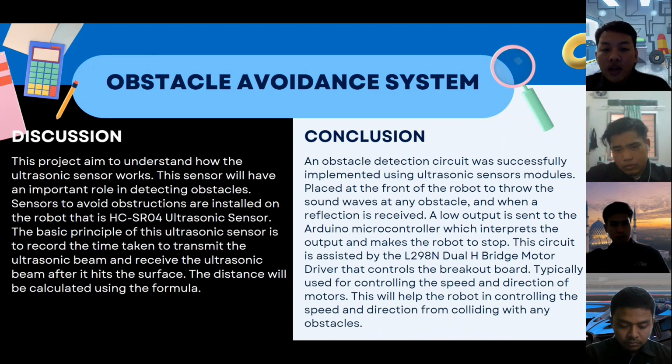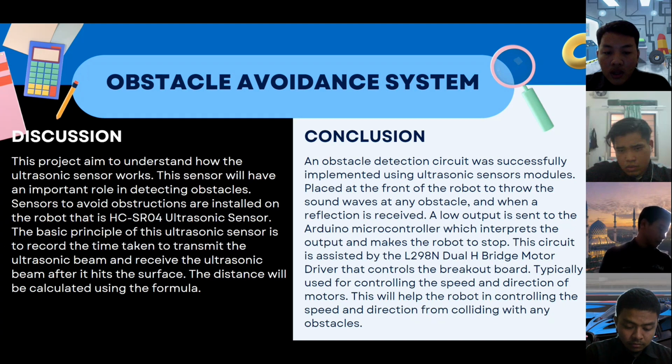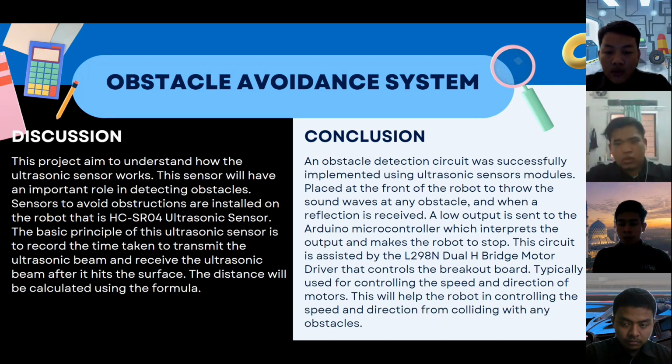Okay, for the conclusion, an obstacle detection circuit was successfully implemented using an ultrasonic sensor module placed at the front of the robot to throw the sound wave at any obstacle, and when a reflection is received, a low output is sent to the Arduino microcontroller, which interprets the output and makes the robot stop. The circuit is assisted by the L298N dual H-bridge motor driver, a breakout board typically used for controlling the speed and direction of motors. This will help the robot control its speed and direction to avoid colliding with any obstacle.